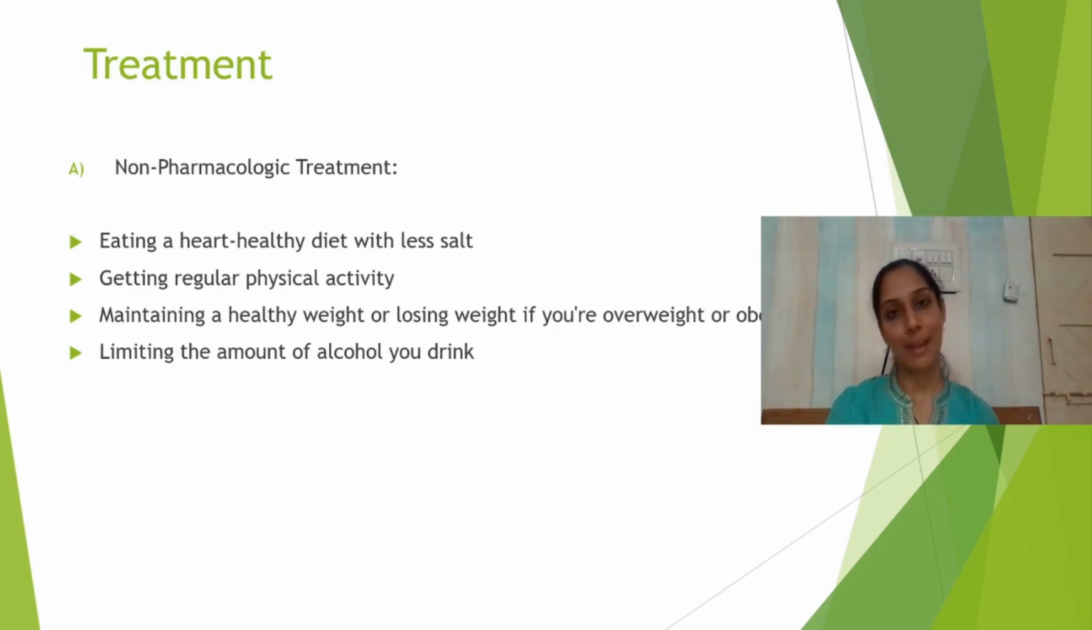Now, the treatment of hypertension. Basically, hypertension treatment is divided into two types. The first is non-pharmacologic treatment and the second is pharmacologic treatment. Non-pharmacologic treatment means eating a healthy diet with less salt, exercising regularly, and maintaining a healthy weight, or a weight loss regimen is given to the patient. Then limit the amount of alcohol and smoking. All this comes under non-pharmacologic treatment.